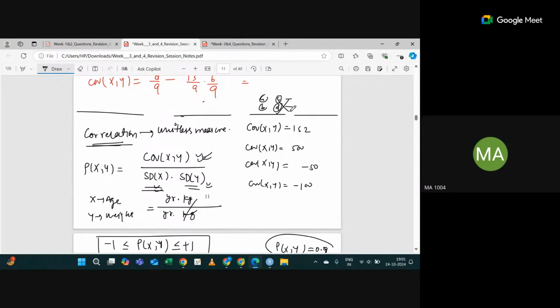Another way: sometimes the covariance between x and y comes out as 0. Then there is no need to calculate the standard deviation of x and the standard deviation of y. Are you getting my point? So it is always good to start with the covariance between x and y.